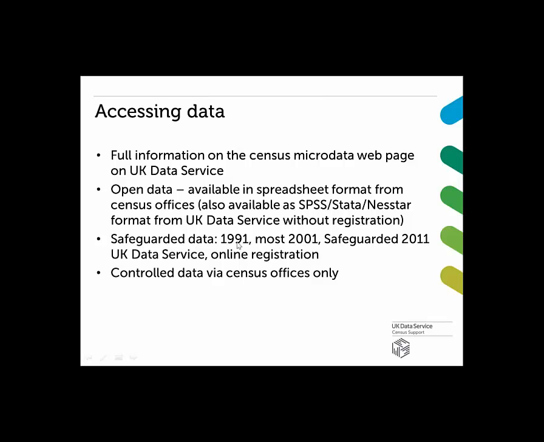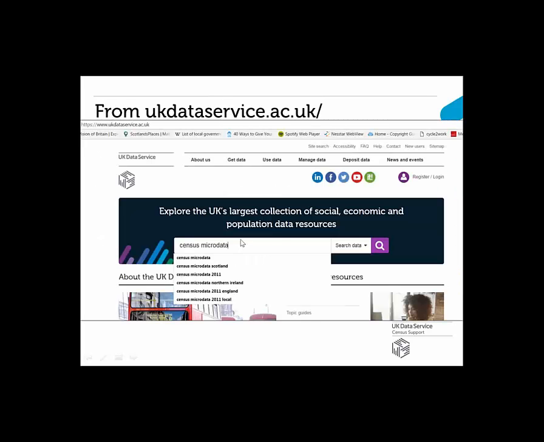The safeguarded data for 91, 2001, 2011 are all available through the UK Data Service, and you need to undertake an online registration process for that. Quite painless. You do need to be UK based though. The controlled data, you need to contact the census offices because they're the ones who are in control of that.